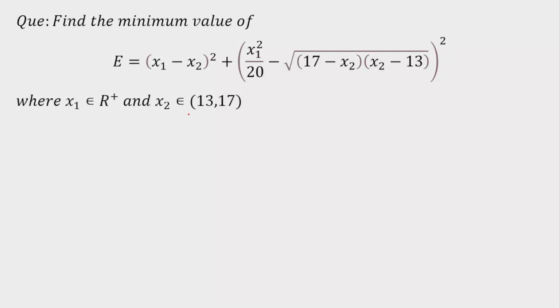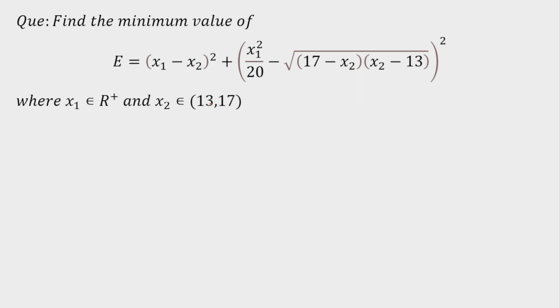Now today I'm going to solve a question on application of derivative. The question is: find the minimum value of the expression E, which is equal to (x1 minus x2) whole square plus (x1 square by 20 minus root over ...) whole square, where it is given that x1 belongs to real positive and x2 belongs to the range 13 to 17.